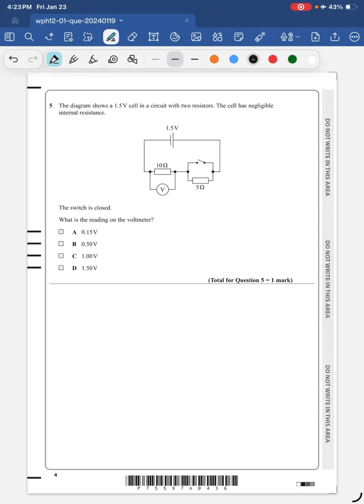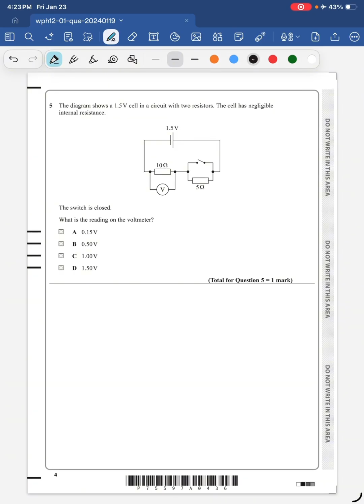Okay, question 5 is a tricky one. It tricked me. Okay, so the diagram shows a 1.5 volt cell in a circuit with 2 resistors, right? The cell has negligible internal resistance, and we see the circuit, the switch is closed. What is the reading on the voltmeter?